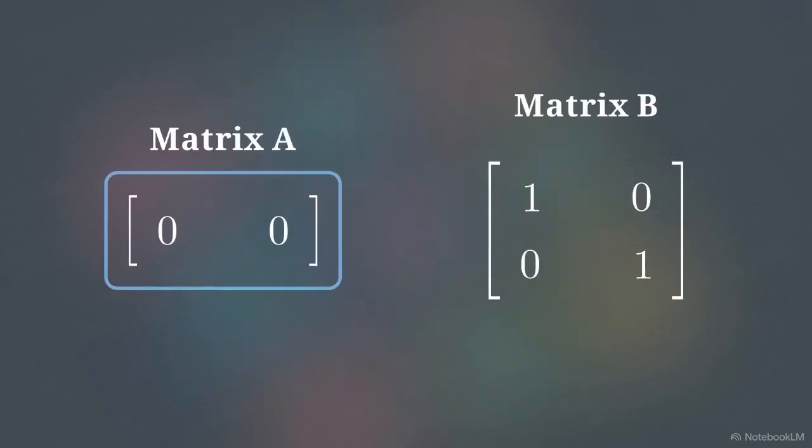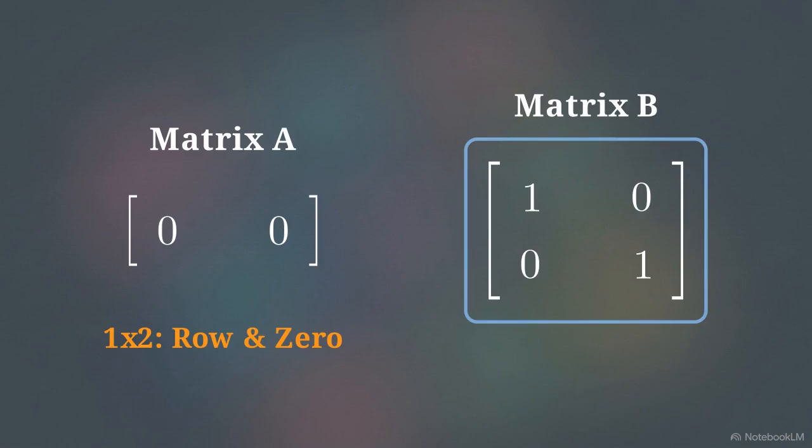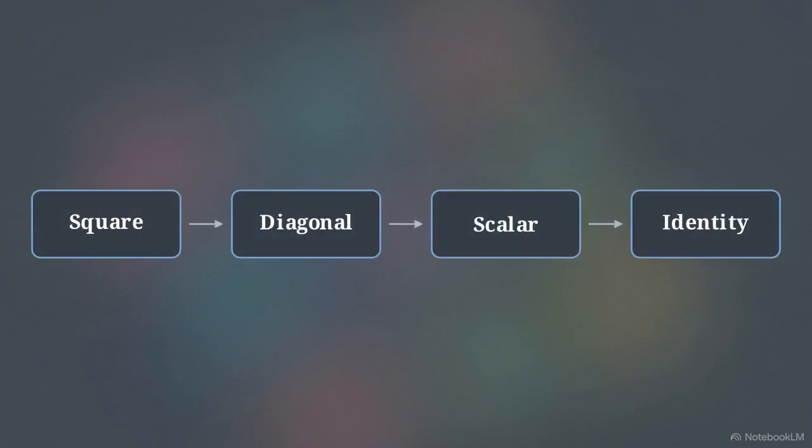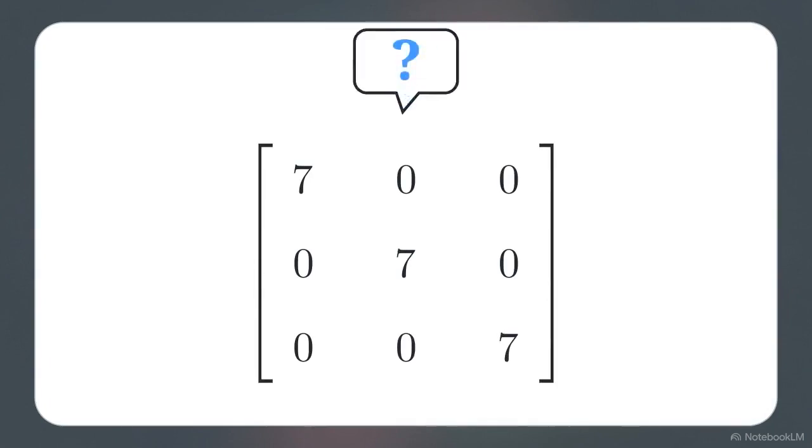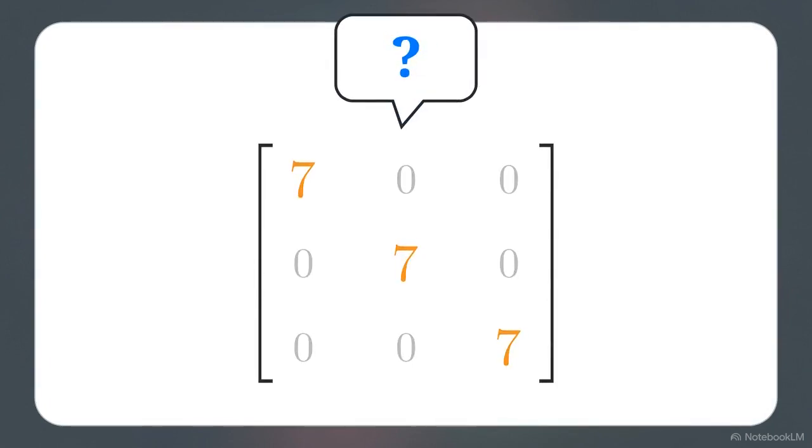Matrix A has 1 row, 2 columns, and all zeros, so it's a row and 0 matrix. Matrix B is a 2 by 2 square with 1s on the diagonal, making it an identity matrix. This flowchart summarizes the hierarchy. You start with the broad requirement of being square, then move through diagonal and scalar to reach the most specific type, identity. For your homework, identify the order and the most specific type for this matrix.